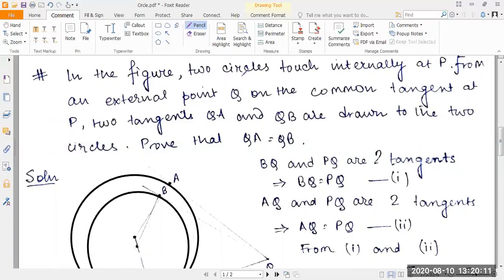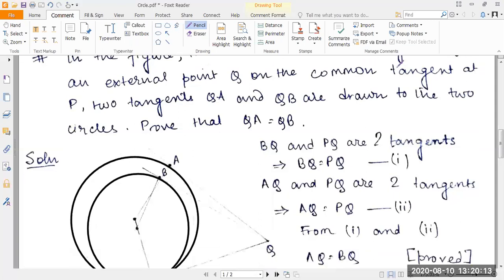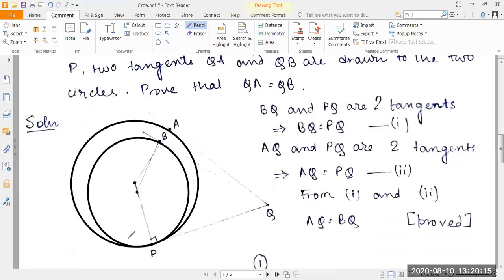So in the figure, two circles touch internally at P. You see we have two circles which touch internally at P. Needless to say, these two need to have different radii, because if two circles touch internally at a point P and have the same radii, the two circles will coincide with each other. So that's a given, that these two have different radii.